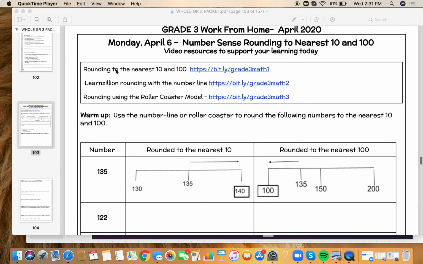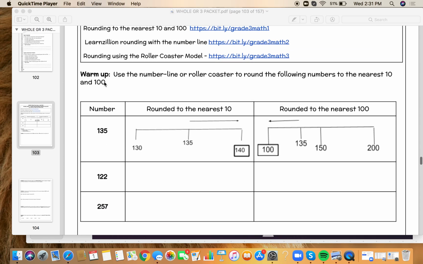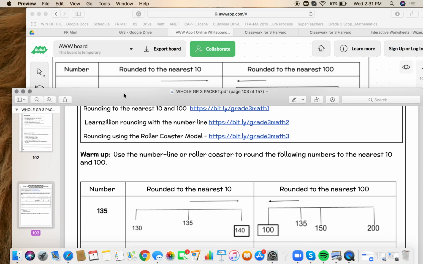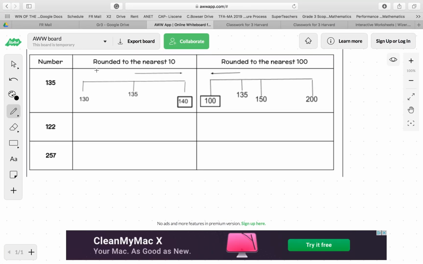These are some videos you can click and watch if you want a quick refresher on rounding. I'm going to walk you through starting with the warm-up. So I put the warm-up on another sheet that we're going to work on so I can edit it. The warm-up is having us round each number to the nearest 10.